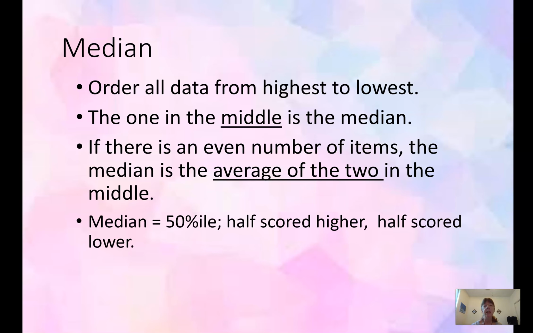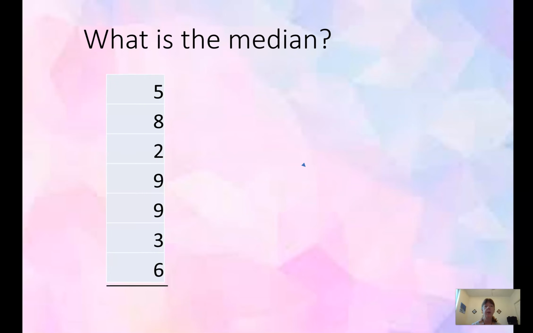The median is also known as the 50th percentile. It's where half of the people scored higher and half scored lower. So for example, in the same set of data, if we had these numbers, in order to get the median, you would order them from highest to lowest, and I've done that here. I've just reordered the same data from highest to lowest, and as you can see, the one in the middle is 6. There are 3 above it and 3 below it, so the median is 6 in this case.